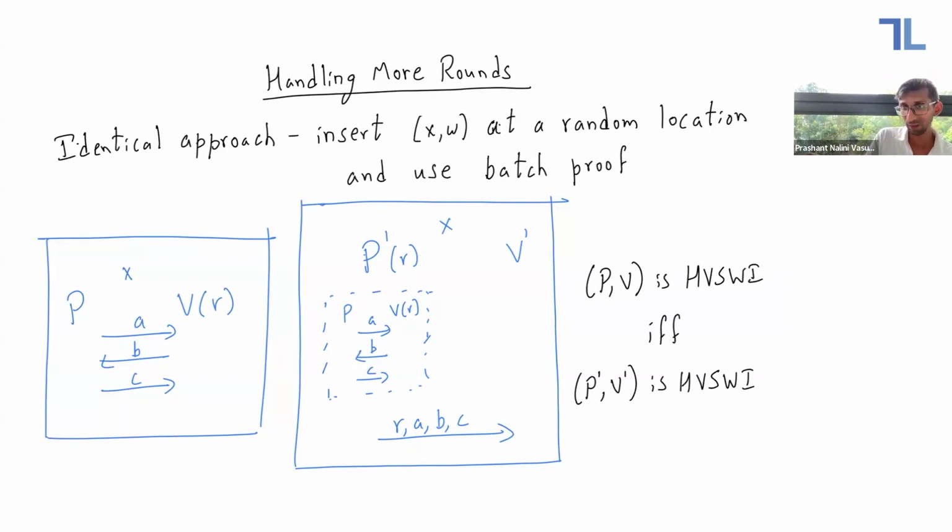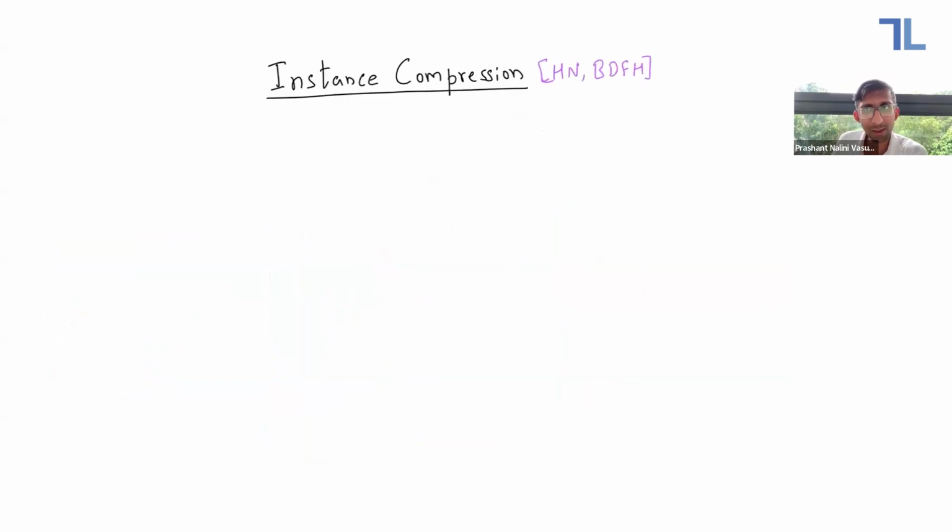Of course, this P prime V prime is not complete or sound. It's not sound, but this is only in the argument for witness indistinguishability. It's just part of the proof. You don't actually use the P prime V prime protocol. Right. So that's essentially the entire construction of the proof.